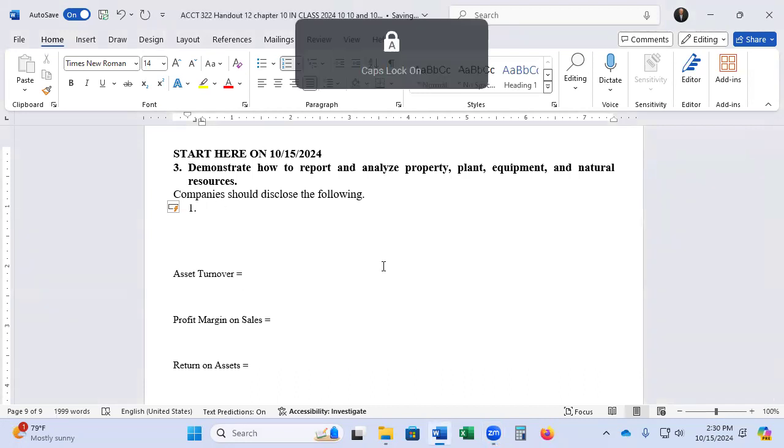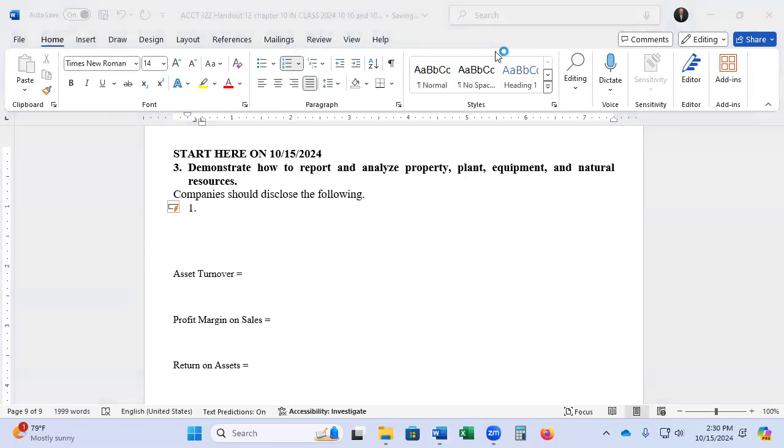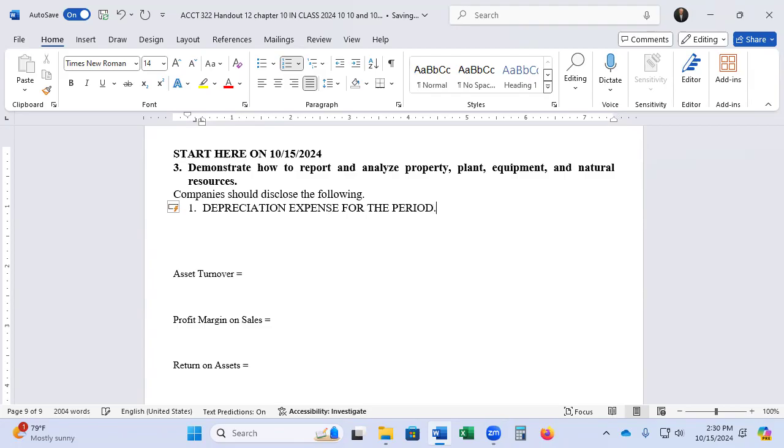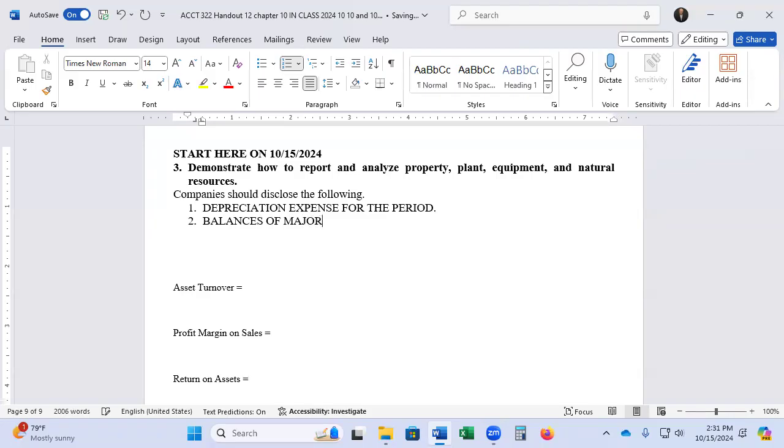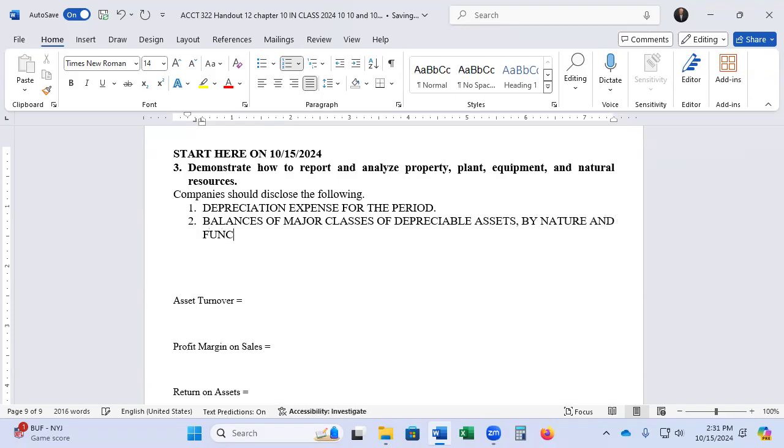The first one is depreciation expense for the period, balances of major classes of depreciable assets, by nature and function.